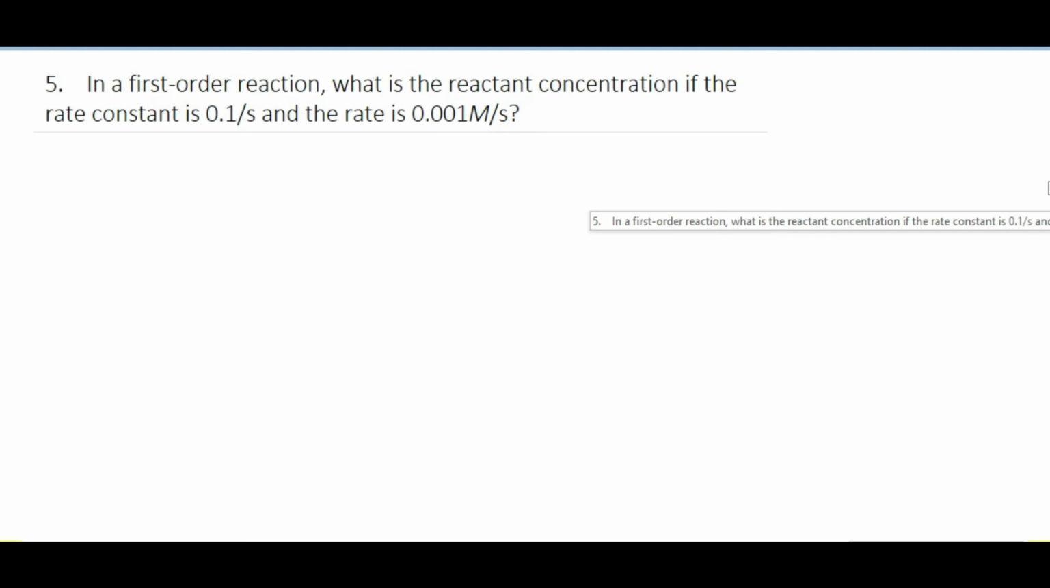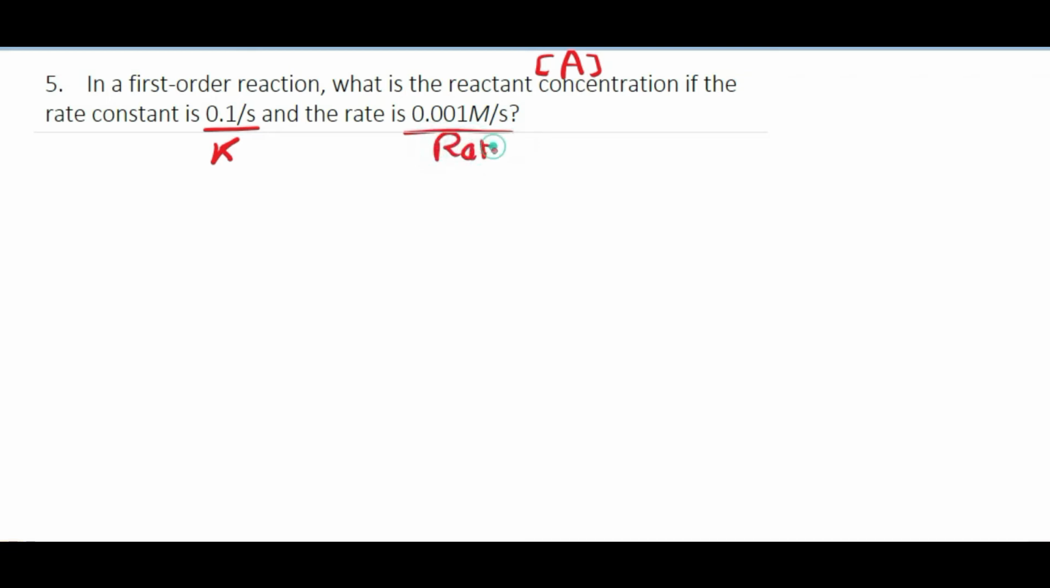Problem number 5. We are still in the problem of the first order. What is the reactant concentration? He asks about A, so A is unknown, if the rate constant K equals 0.1 per second and the rate equals 0.001 molarity per second. So here this is the rate. After that you write the given. The given here would be K equals 0.1 per second, or you can write it as second minus 1.